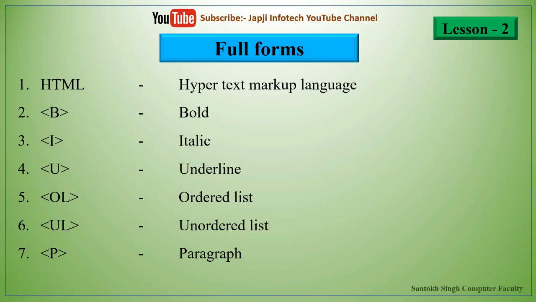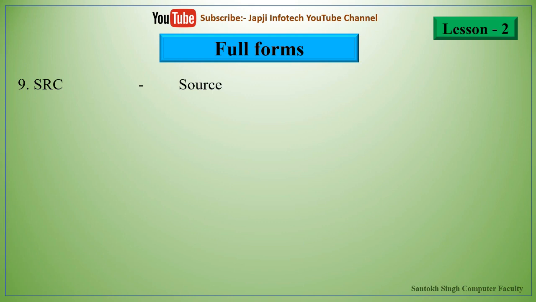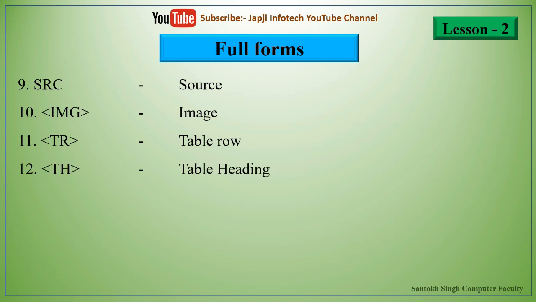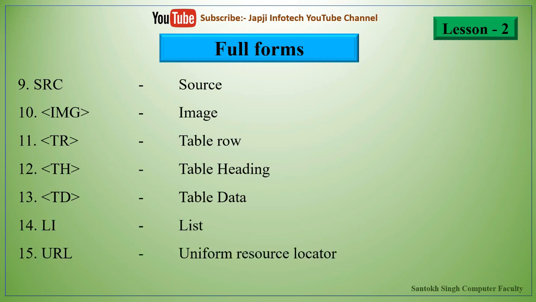P stands for paragraph. And BR tag stands for break row. Ninth one is SRC stands for source, IMG stands for image, TR stands for table row, TH stands for table heading, TD stands for table data, LI stands for list, URL stands for uniform resource locator.